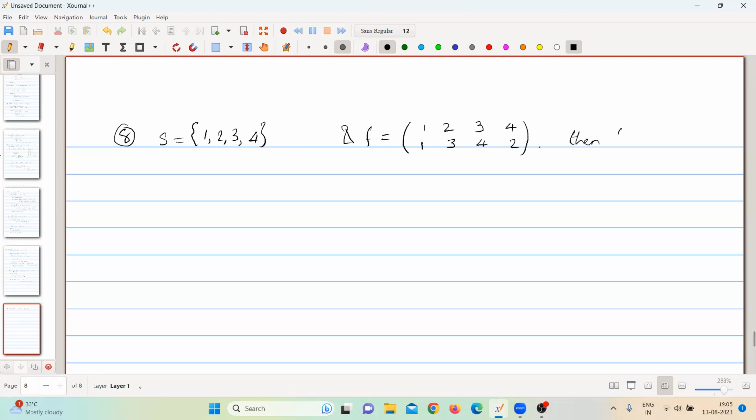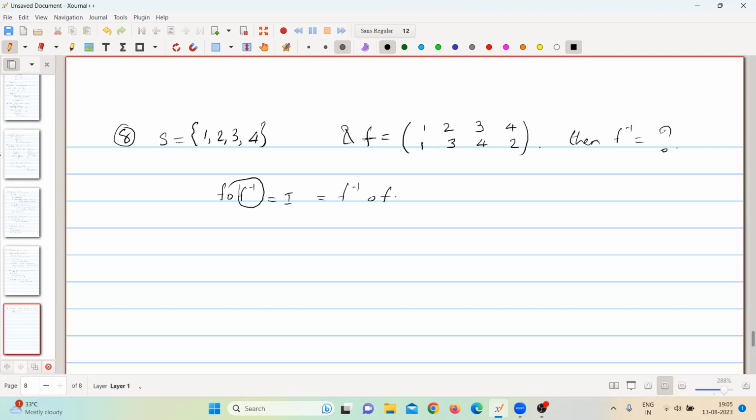So then f inverse equal to. So the question is to find the inverse of f. So what will be the inverse of f? f composite f inverse should be the identity. So we need to find the f inverse which satisfies this condition. Inverse of composite f.